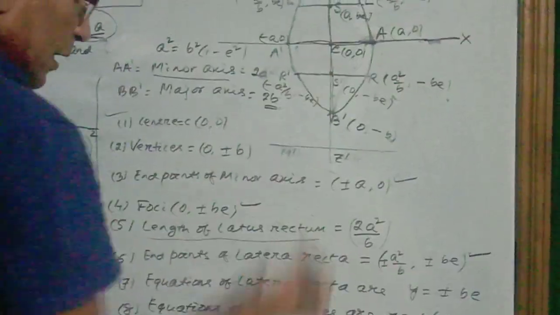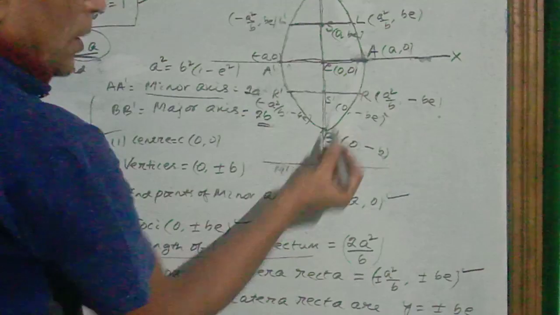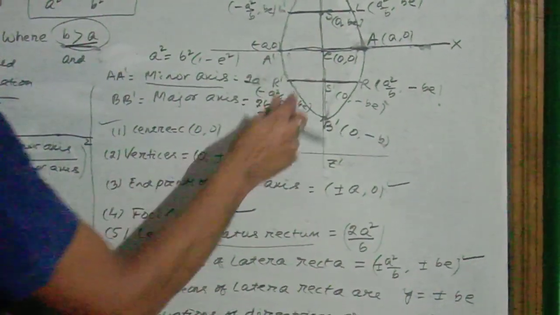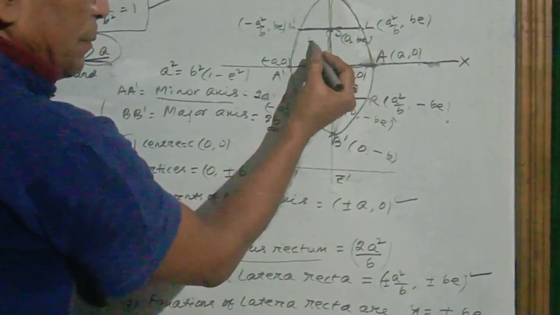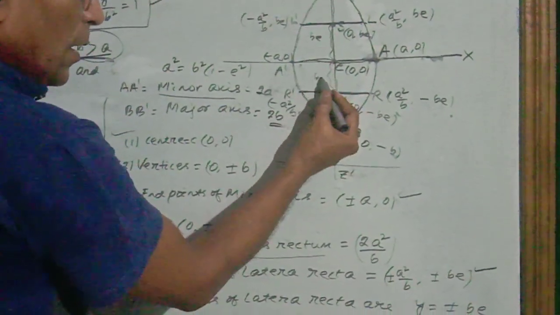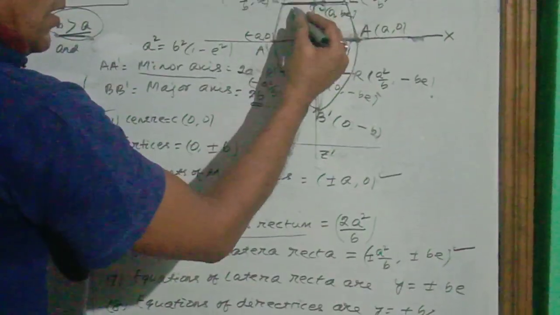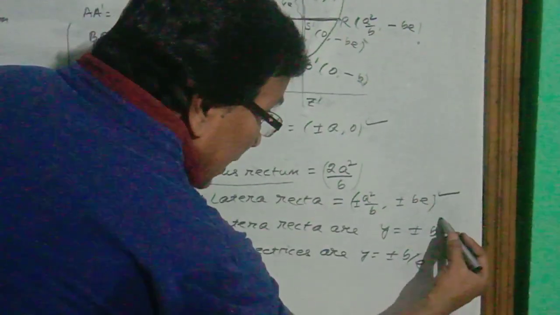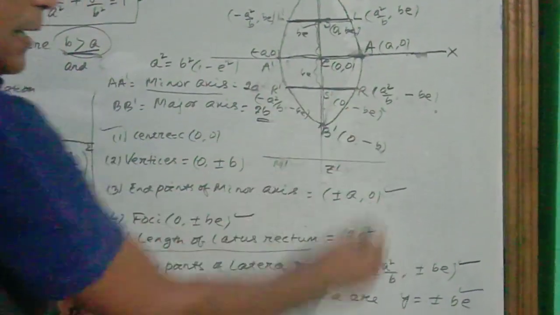Again we will find out the equation of the latus rectum. Latus recta: this is one latus rectum and this is another latus rectum. These two latus recta are parallel to the x-axis and cut the y-axis at a distance be from the origin. So what will be the equation of this latus rectum? It is y is equal to be, and the other is y is equal to minus be. So we are saying that y is equal to plus minus be is the equation of the latus recta.